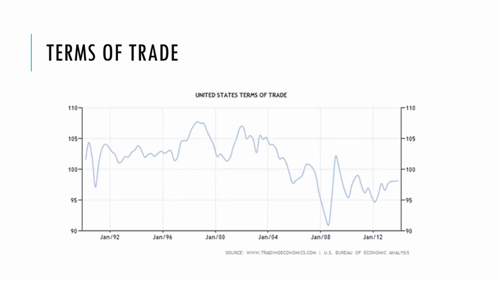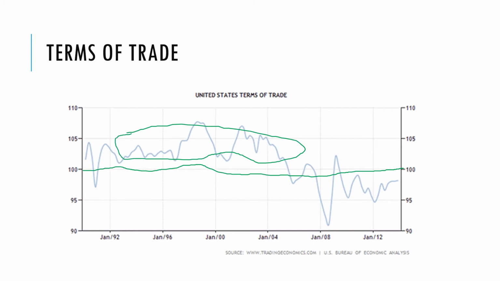So here's an example of the USA terms of trade. We have 100, our starting position on the index here across the middle, and we can see that between 1992 and 2007, in this period here, the terms of trade was in the United States' favor, i.e. the price of what they sold was greater than the price of what they bought. However, from 2008 through 2012, we can see the terms of trade deteriorated for the USA. The value of what they imported increased more than the value of what they exported.